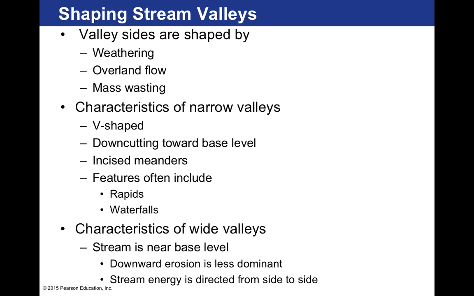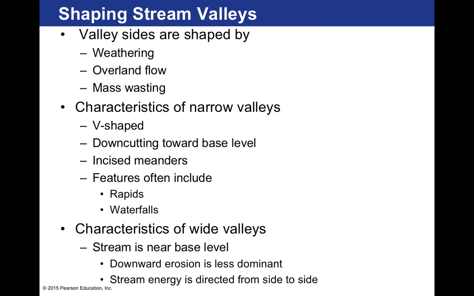So valleys can be shaped by different processes, and by some of the processes we talked about in Chapter 4. So you could have weathering, overland flow, and that other topic called mass wasting, which is essentially just gravity pulling rocks down from different mountainsides. So there are some characteristics of narrow valleys you should know. Narrow valleys are V-shaped, downcutting towards base level. You have something called incised meanders, and you have features that often include, as I mentioned before, rapids and waterfalls.